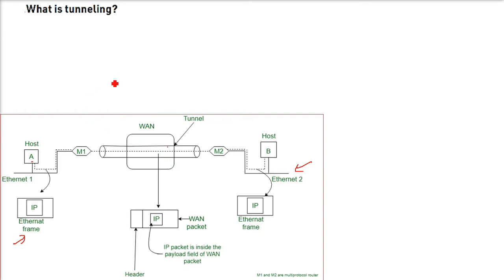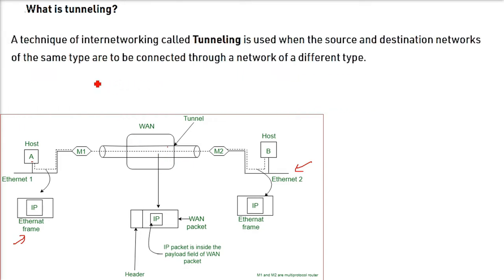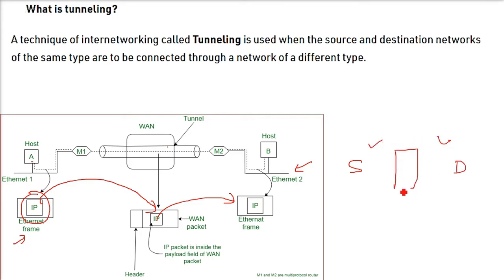Okay. So the internetworking technique called tunneling is used when the source and destination networks are of the same type, but they are connected through a network of a different type. We have a WAN in between, which is connecting to Ethernet. So for that, just take the packet coming from the Ethernet, put it as a payload and transfer it to the other side, and the other side will take care.